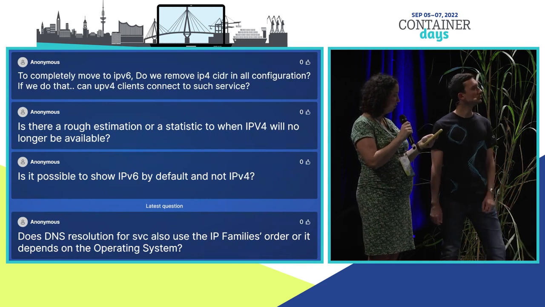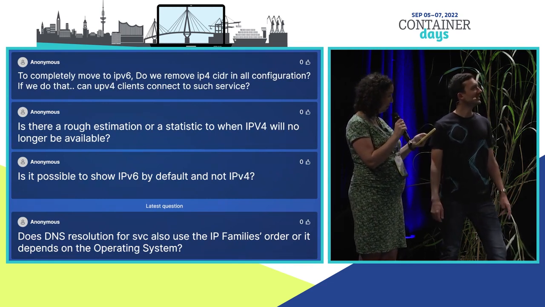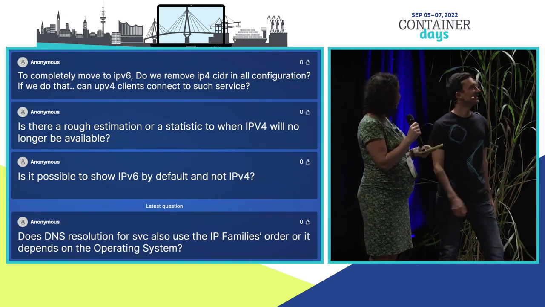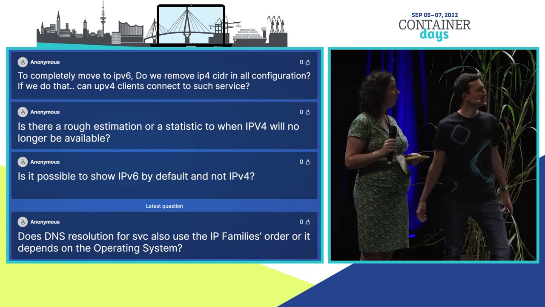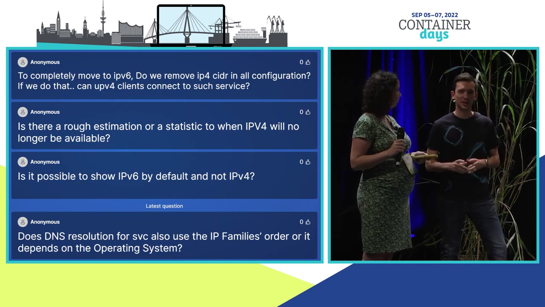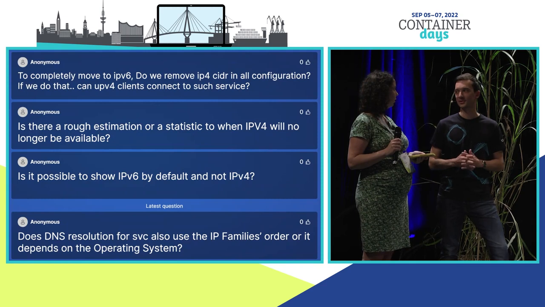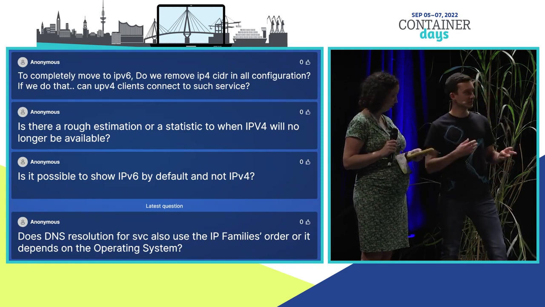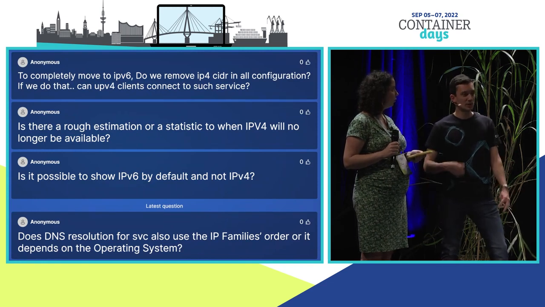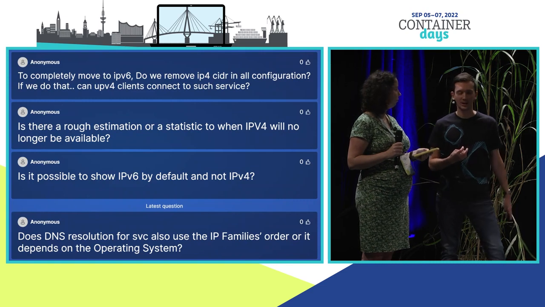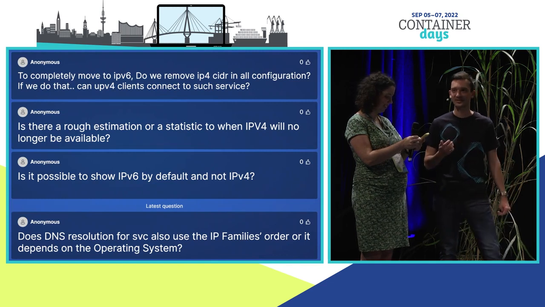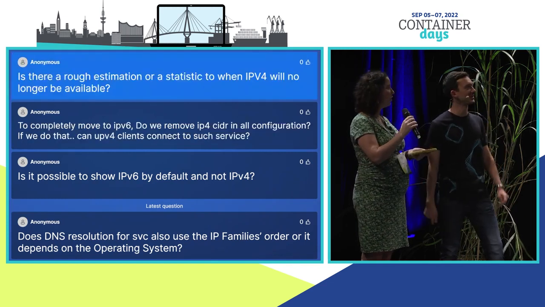Okay. To completely move to IPv6, do we remove IPv4 in all configuration? And if we do that, can I assume that IPv4 clients can't connect to such services? Yeah, so the thing is that, exactly as I said at the beginning of my presentation, we had the IPv6 only support in Kubernetes for a long time. And because of serving only IPv6 clients, the use case was very limited. So dual stack actually allows that transition, but the transition still needs some time. And I think it will be years or even decades until we stop using IPv4 completely. Which kind of answers this question.